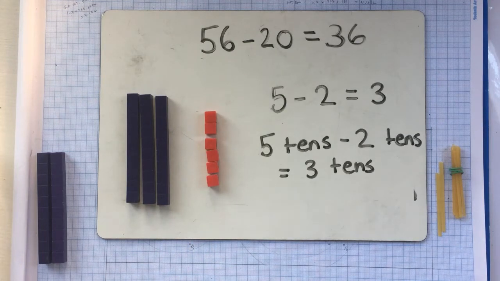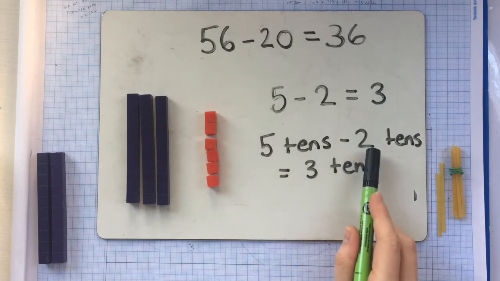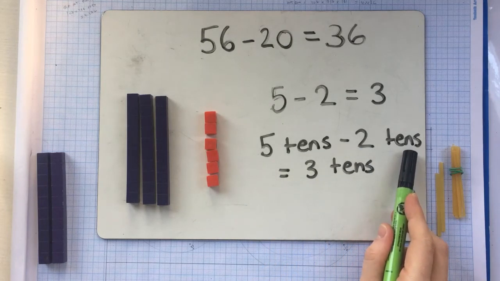The advantage of getting them to use these sentences as they practice a method is that it really helps them, again, just to deepen that understanding of what they're doing alongside a very abstract method. It also helps with their understanding of place value. They know it's going to be 5 tens subtract 2 tens specifically.